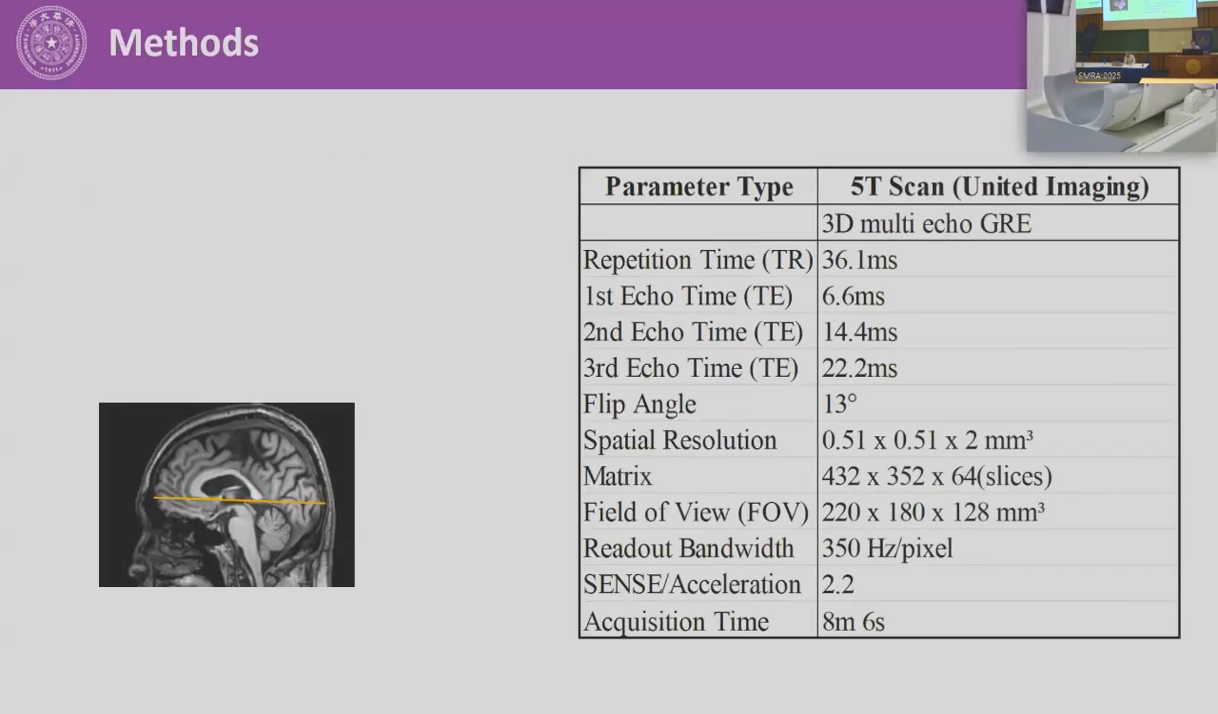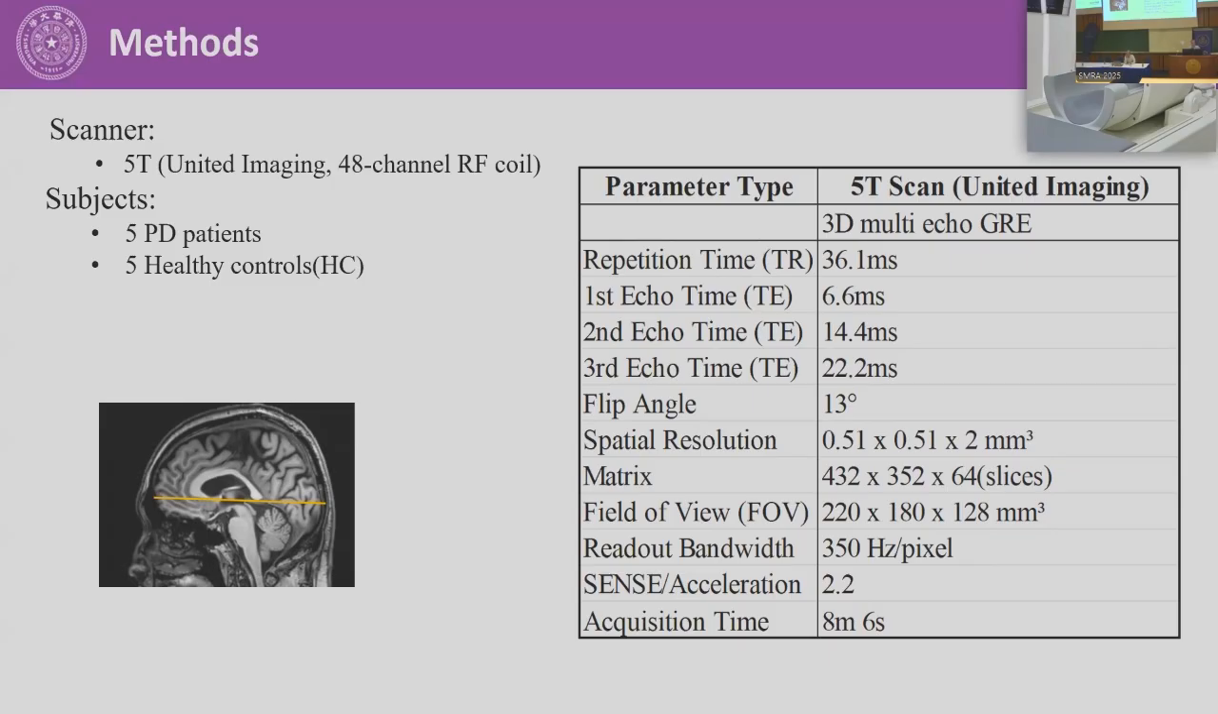So the acquisition parameters are shown in this table. Basically, we acquired 3 echoes. Resolution is 0.5 by 0.5 by 2. And we use a SENSE of 2.2, and the acquisition time is 8 minutes.